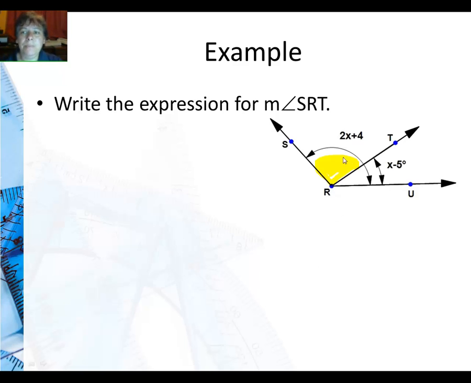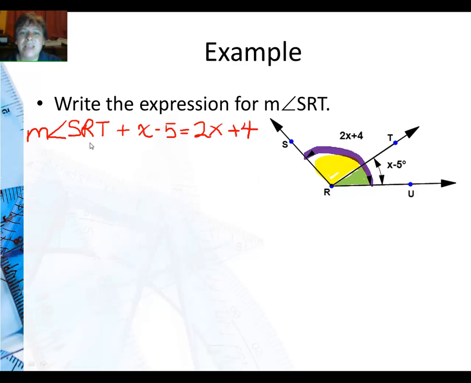Here, I'm looking for the expression for that angle. And I know that this angle is x minus 5, and the whole angle is 2x plus 4. So I'm going to say this yellow plus the green is the purple. The yellow, see how I put the name in there? Then plus the other part equals the whole.